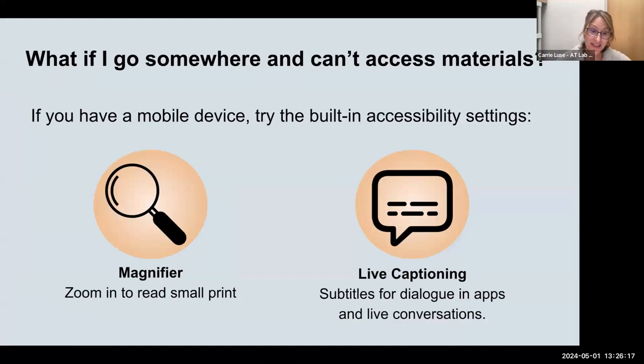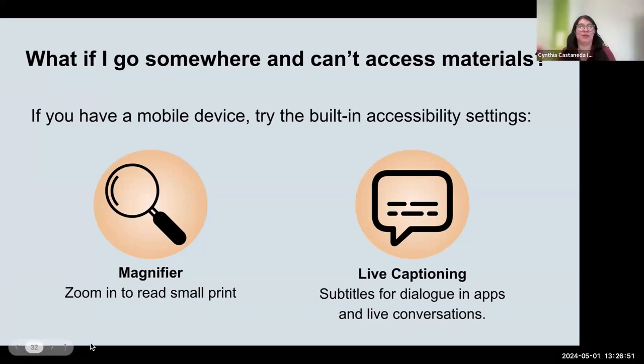One question we get a lot is, what if I'm out in the community, at a doctor's office or a museum or at the garden store or somewhere, and there's information that I want to read or access, but it's not accessible? What can I do? If you do have your own mobile device, then there are some tips that we have here. So Cynthia, if you don't mind telling us about these ideas, that would be great.